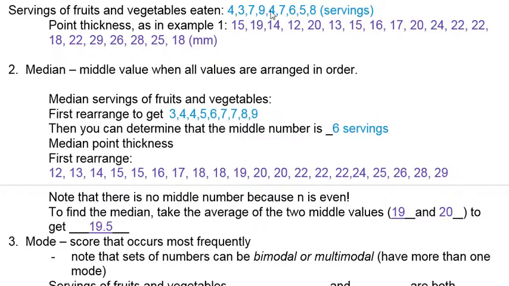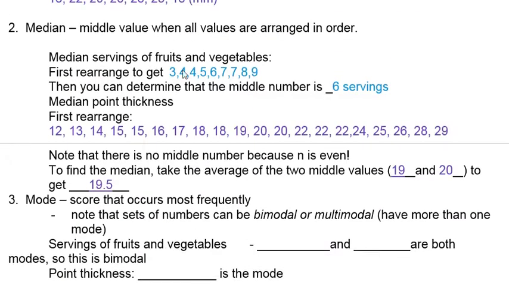So if we look at that example, going back up to the servings of fruits and vegetables, we can see 4 repeats, 7 repeats, nothing else repeats. So the number that we have the most of, or the mode, is both 4 and 7. So those two together are each going to be a mode.